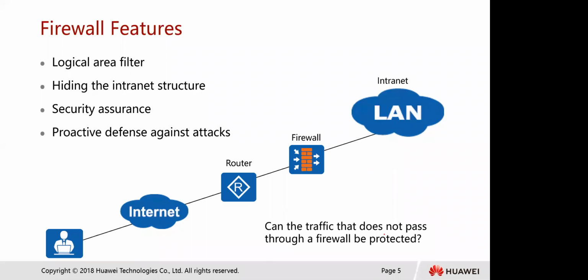So can the traffic that does not pass through a firewall be protected? These are some of the questions that we're asking ourselves. As you can see here, you have our end user who is connected on our intranet. We have our router to help us traverse our intranet, either to the outside world or to the internet. We have our firewall in between. This is the internet, this is our intranet, and we have our firewall that is protecting our intranet.